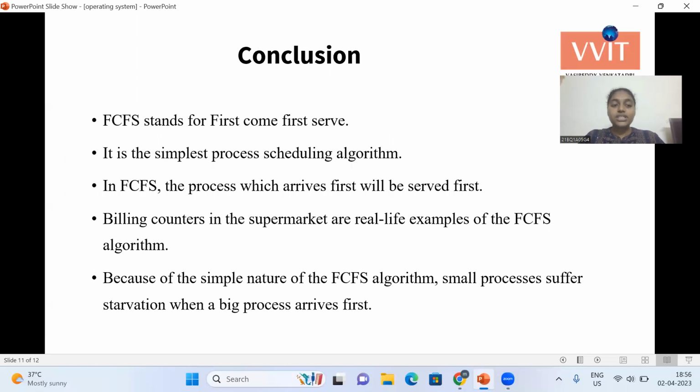Conclusion. First come first serve stands for first come first serve. It uses the FIFO principle. It is the simplest process scheduling algorithm. In this, the process which arrives first will be served first. Billing counters in the supermarket are real life examples of this algorithm. Because of the simple nature of this algorithm, small processes suffer starvation when a big process arrives first. This we will call the convoy effect. So we will say the main disadvantage of this scheduling algorithm is convoy effect.